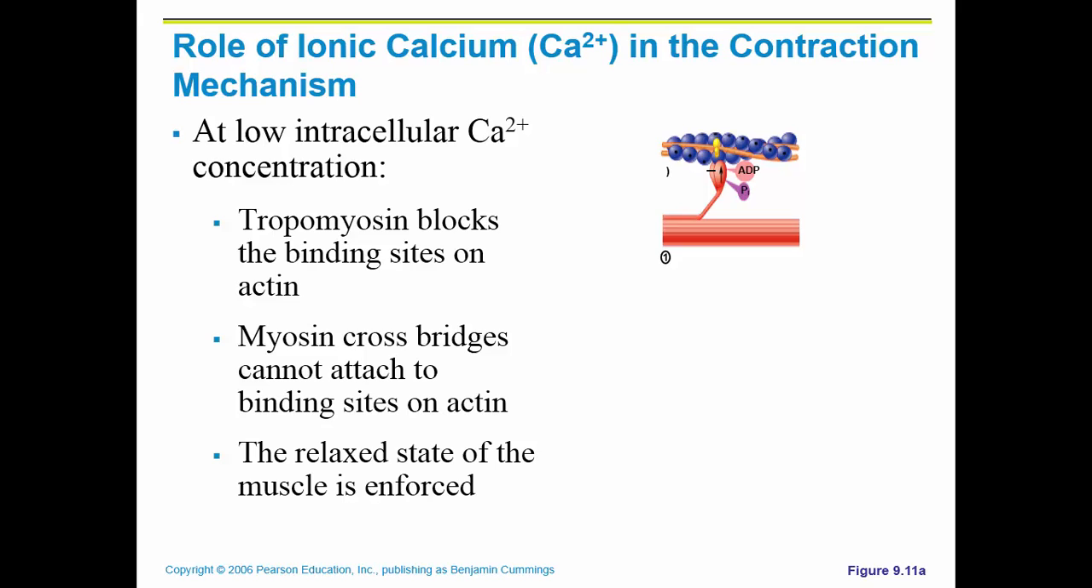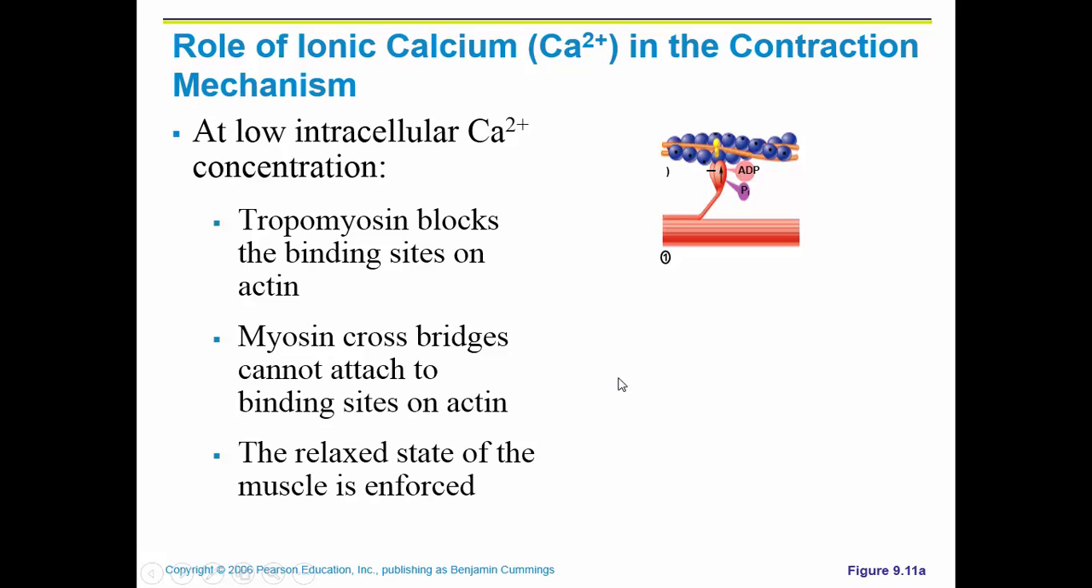Muscle contraction. So we need to know what calcium is really doing when it comes to the sliding filament theory. When there's a low intracellular calcium concentration, meaning there's not that much calcium inside the cell, this is when the tropomyosin is going to block the active or binding sites on actin. So the tropomyosin is going to be covering those little active sites.